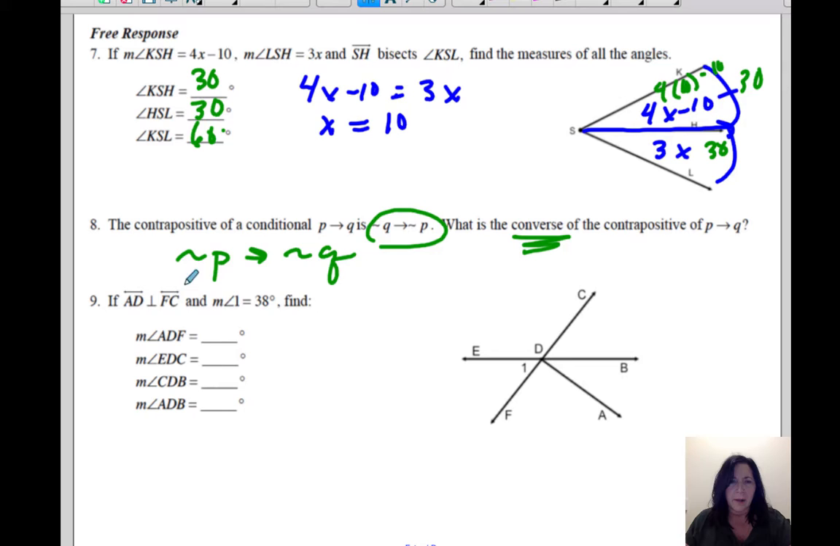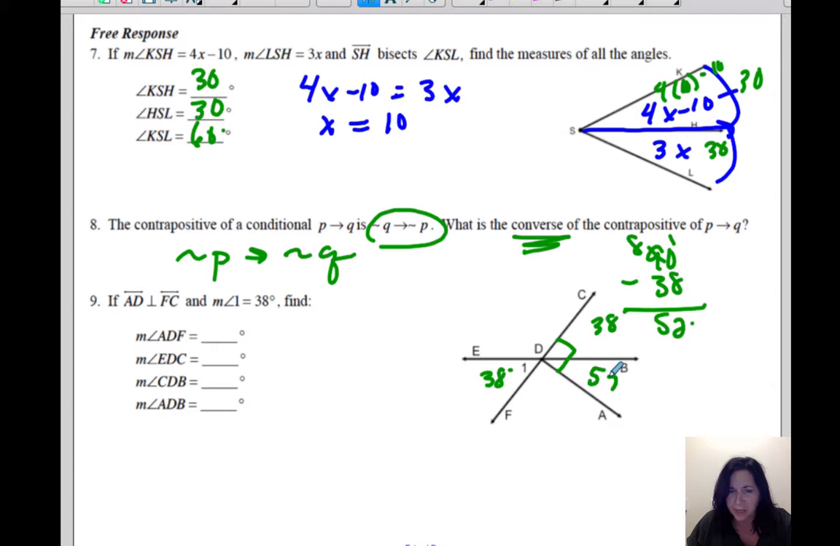All right. Okay, what do we know here? AD is perpendicular to FC. Okay, I'm going to make a right angle there. Angle 1 is 38 degrees. Okay, we know that's 38 degrees because those are vertical angles. Let's see, we know that BDA, this angle here, is a right angle. What's 90 degrees minus 38? Okay, so just borrow, 9, 8. That's 52 degrees. This right here is 52 degrees.